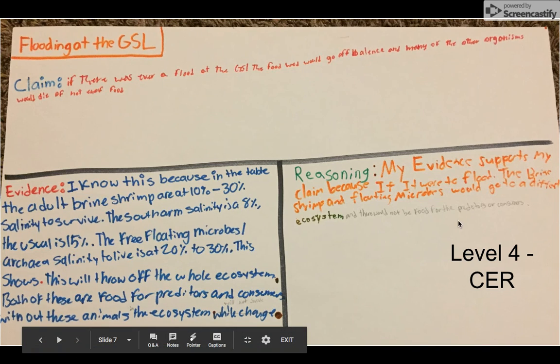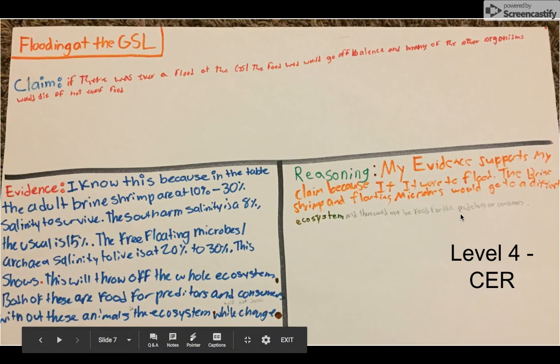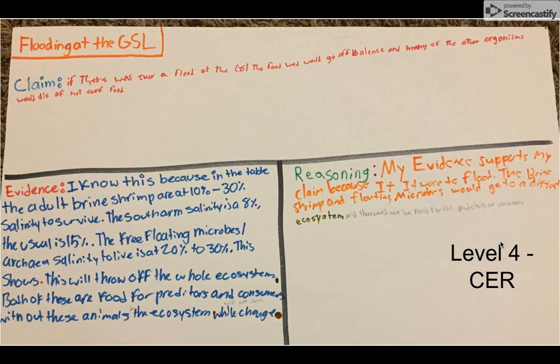But right here at the end, it says, my evidence supports my claim. The brine shrimp and the floating microbes would get and would go to a different ecosystem, and there would not be enough food for the predators or consumers. So it's talking about how if the predators consumers don't get enough food, they'll move to another ecosystem, which could affect other populations. And that is our brief overview to get you ready for your CFA.